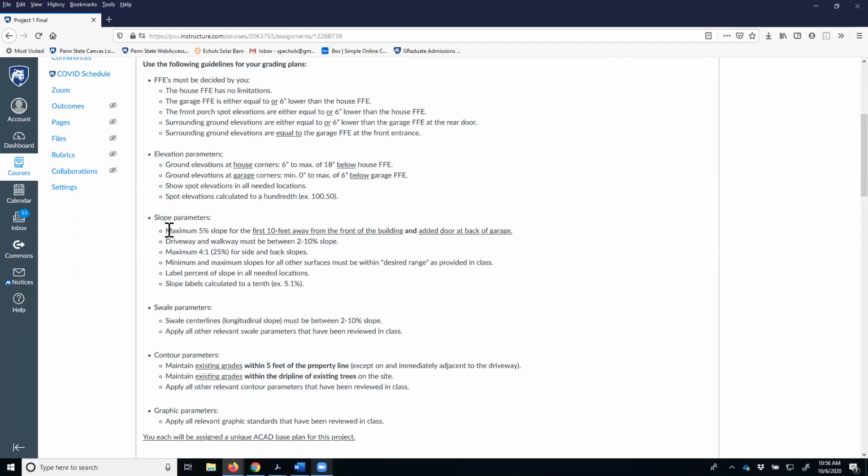So here you see the slope parameters. We have the same as before, 5% for the first 10 feet away from the building. You with me on that? Yes. Okay. That does not determine the contour location. That determines what the spot elevations are 10 feet away from the building.